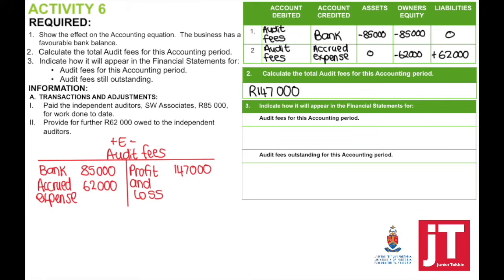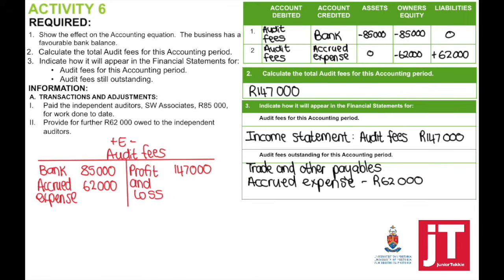Indicate how it will appear in the financial statements. It's an expense, so it will appear in our income statement as audit fees $147,000. The audit fees outstanding for this accounting period will go into trade and other payables as accrued expense $62,000.